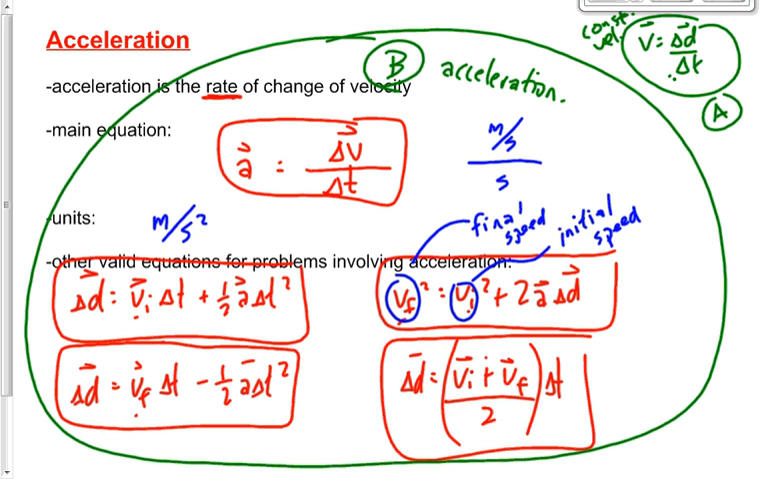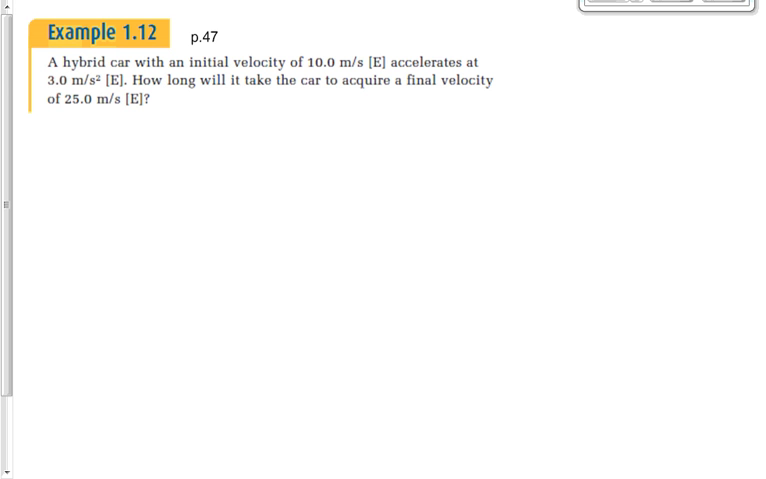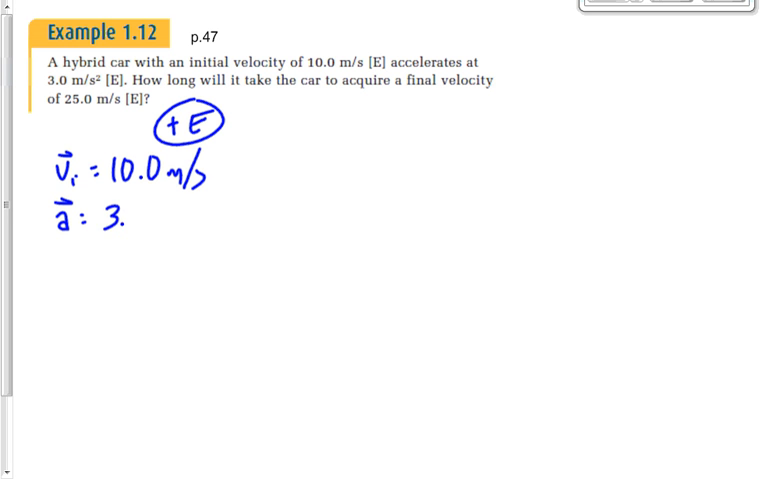Now we're going to write down our givens to help us with that, okay? So let's go back to the question. Let's say that the initial velocity, VI, is 10 meters per second. We'll make that positive. We'll say east is positive, so it's just positive 10. The acceleration here, not V. When you see meters per second squared, it's not V, it's A, acceleration. It's 3.0 meters per second squared. My final velocity is 25, and I'm looking for T.